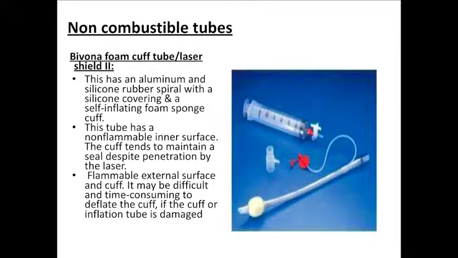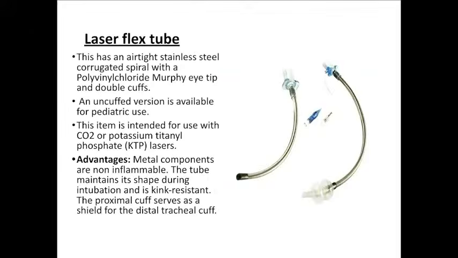There are special tubes. This is one of the tubes, the Bivona foam cuff tube. This is the aluminum and silicone rubber tube with a self-inflating sponge cuff. This is non-flammable, and whenever the external source is damaged also, the cuff can protect your airway. The only problem what we have is, it is very difficult to deflate the cuff and pull out the tube if there is any mishap in the surgery.